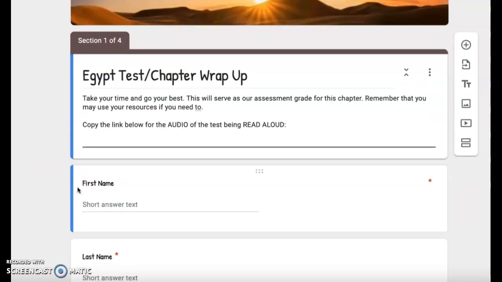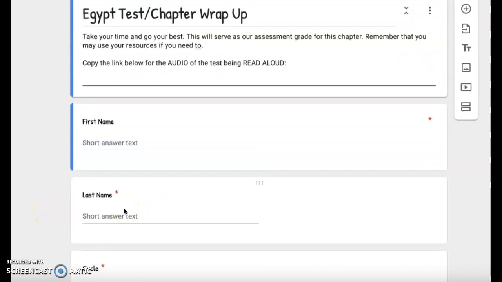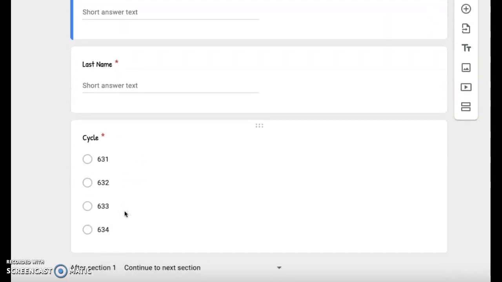First, type your first name in the box here. Next, type your last name in the box here. You will now select your cycle number.